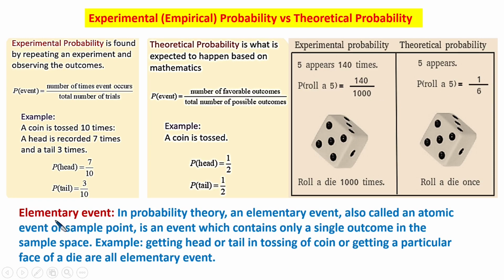So here in this we define something called elementary event. That is, in probability theory, an elementary event, also called an atomic event or sample point, is an event which contains only a single outcome in the sample space. So example is getting head or tail in tossing of a coin or getting a particular face of a die are all elementary events. So getting a head is an elementary event, or getting a tail is also, or if you roll a dice, if you get some number, each one is an elementary event.